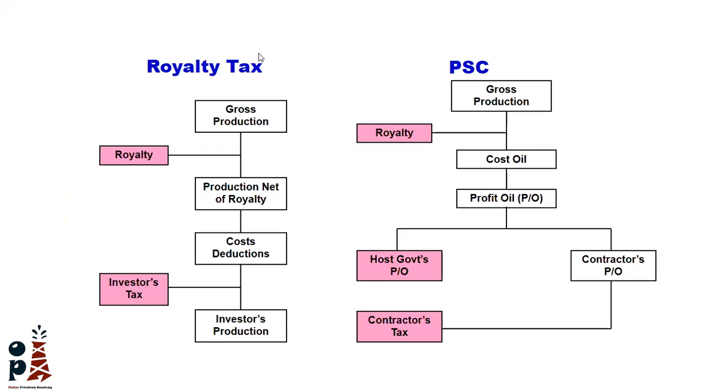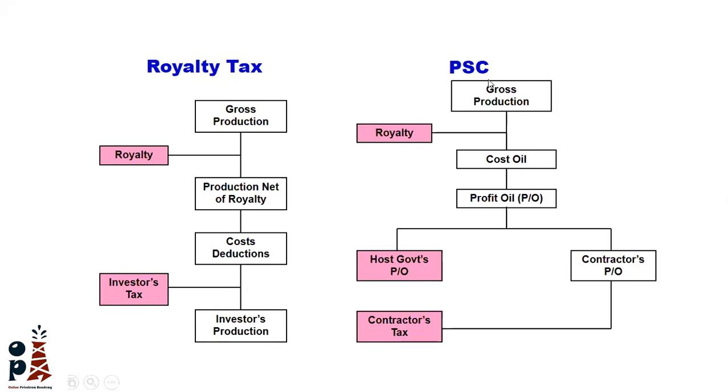So if we have a look between the 2 contracts, royalty tax and production share, first we have gross production, royalty and tax. As we said before, we pay royalty at first instance. Then we have production after we pay royalty to the government. Then we have to deduct the costs that the contractor is paying. Then we have a net revenue from which the investor pays tax to the government. And after subtracting the investor tax, you have a net profit for the investor.